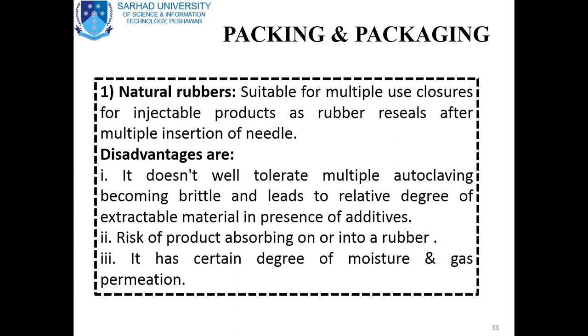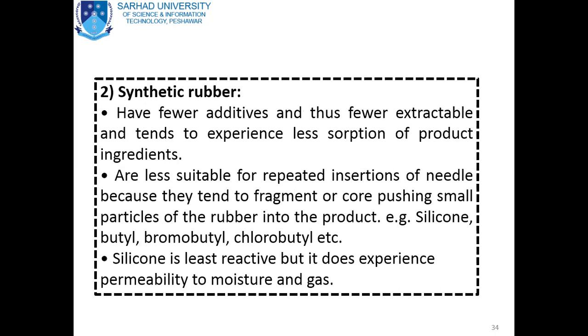The third disadvantage of the natural rubber is that it has a certain degree of moisture and gas permeation. That's why moisture sensitive material cannot be controlled because of the certain degree of moisture and gas permeation in the natural rubber.